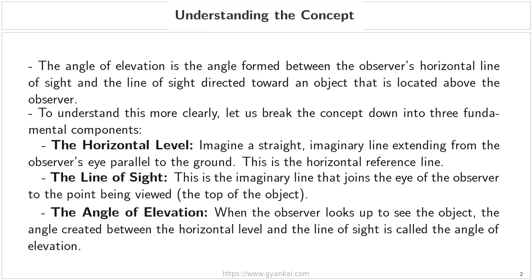And finally, we have the angle of elevation itself. This is the actual angle created at the moment the observer tilts their eyes upward from that horizontal reference line to follow the line of sight toward the object. Essentially, it is the opening or the amount of upward tilt from the horizontal position. Now that we've introduced the purpose of trigonometry in measuring heights, let's dive deeper into the actual definition.